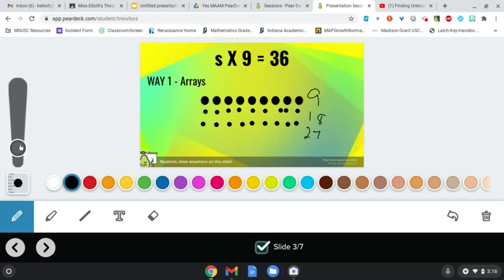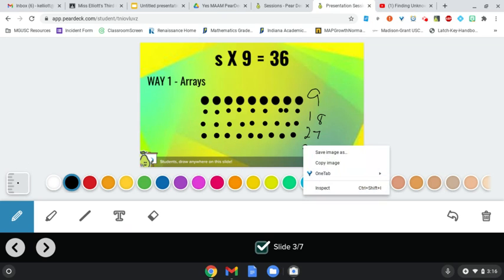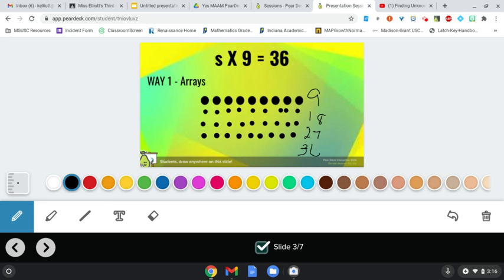So we're getting closer to that 36. Now I'm going to make another row of 9 dots. 1, 2, 3, 4, 5, 6, 7, 8, and 9. So when I add that all up, what do I get? What number is my 4th row of 9s equal to? If you said 36, you are correct.